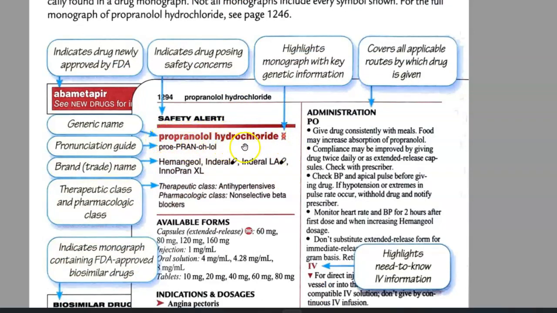So if you're trying to look for a medication and you can't find it, try to look for the drug based on its generic name, not its brand name or trade name. So this is again the generic name of the drug. And as you can see on the top part, it has the safety concerns. So here is a safety alert. That is followed by the pronunciation guide, and you have the different brand names or trade names available.